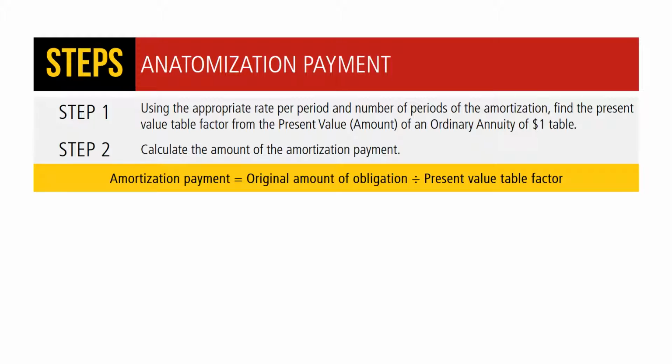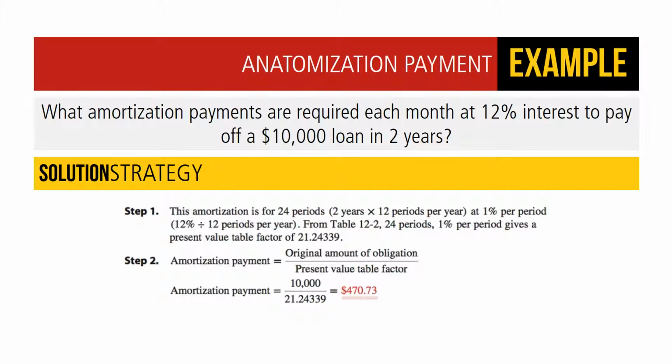Step 2. Calculate the amount of the amortization payment, which is equal to the original amount of the obligation divided by the present value table factor. What amortization payments are required each month at 12% interest to pay off a $10,000 loan in 2 years? The amortization is for 24 periods, 2 years times 12 periods per year, at 1% per period, or 12% divided by 12 periods per year.